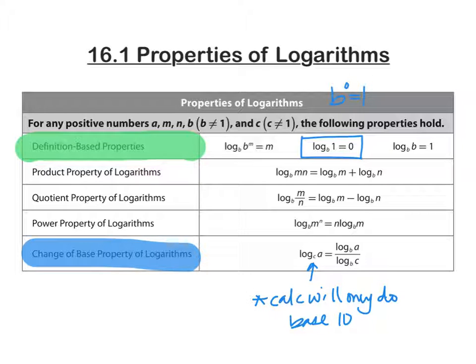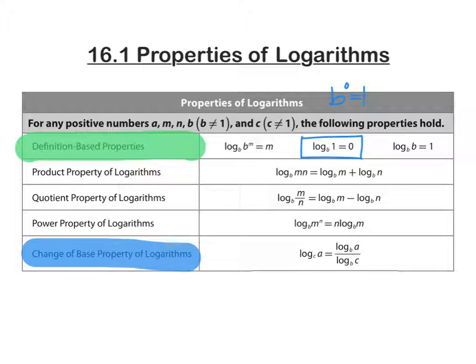So this says if you want to change the base, you are going to have to use division, and you do log of the big number divided by log of the smaller number. All right, so that's a property that you need to know.